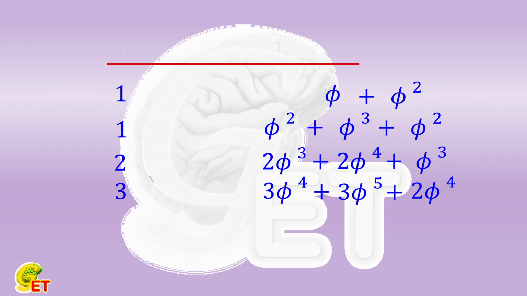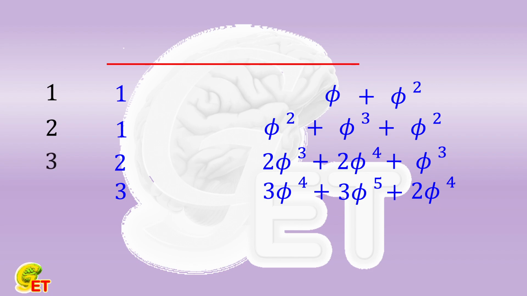Let's check what we have learned now. In the first group, there is 1 cut. The longest length is phi to the first power, for 1 segment. In addition, there is also phi to the second power. In the second group, also 1 cut. The longest length is phi to the second power, for 2 segments. In addition, there is a segment of phi to the third power.